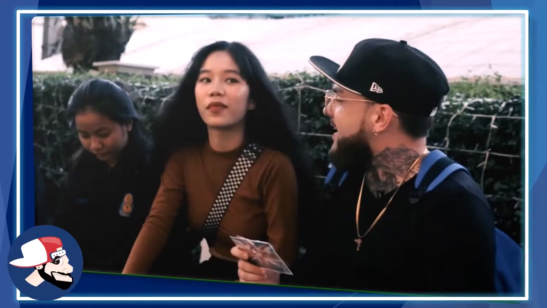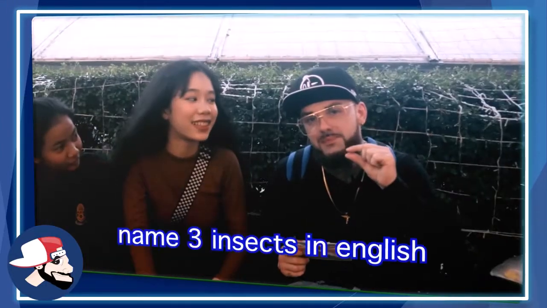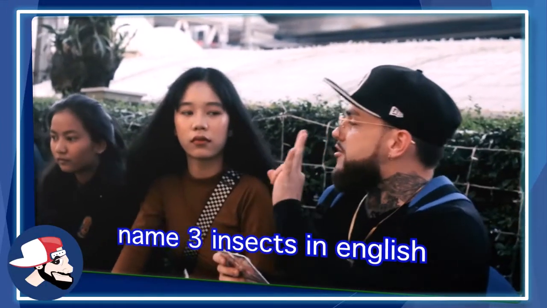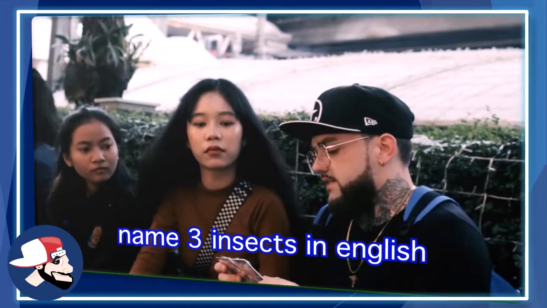Can you speak English? A little bit. Name three insects in English. Butterfly. One, two. Butterfly.